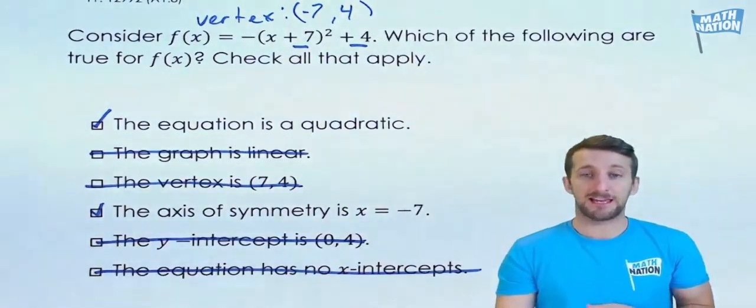This is a quadratic equation, and it has an axis of symmetry at x equals negative 7. Got a little tongue twister there.